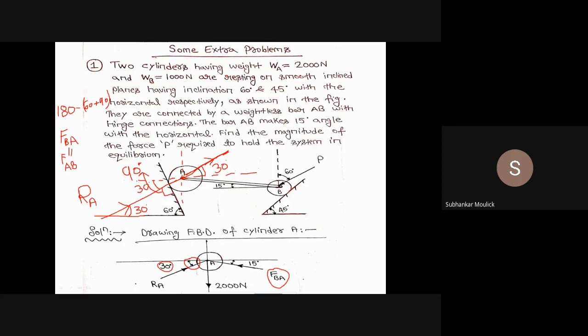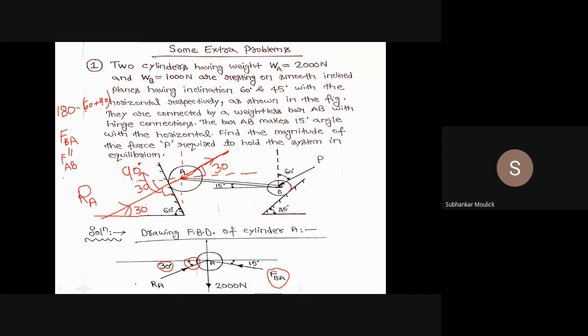Here you can make one mistake. What mistake you can make? You can write FAB, but that is physically not correct. Mathematically it is correct, if in place of FBA you write FAB, but physically it is not correct, because when you are considering the FBD of cylinder A, it is very much clear from the diagram that cylinder B is exerting a force on bar BA, and then bar BA is exerting the same force on the equilibrium point A. So that's why I have written FBA. I haven't written FAB. Fine.